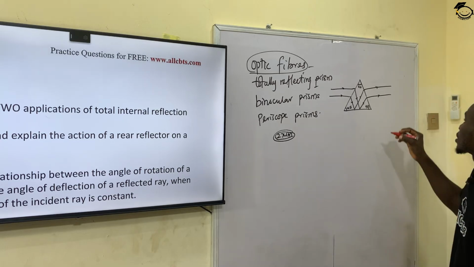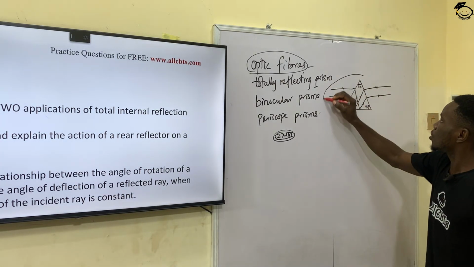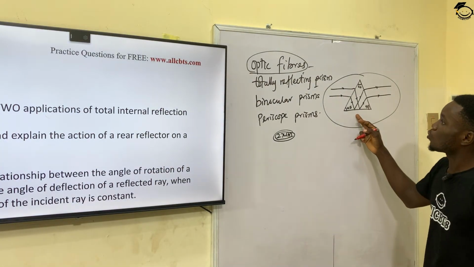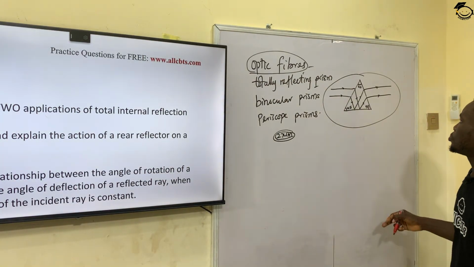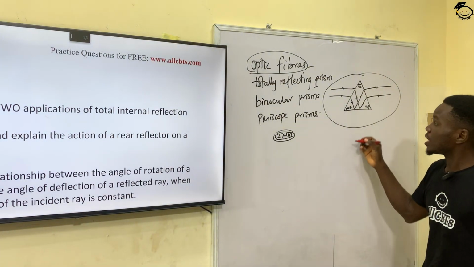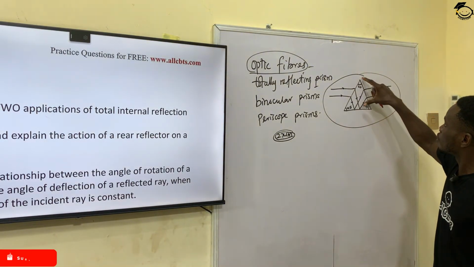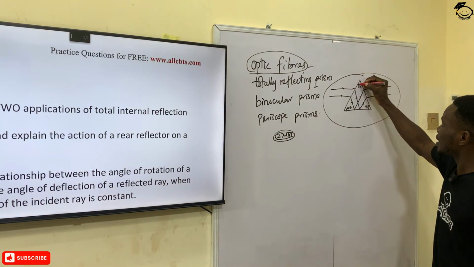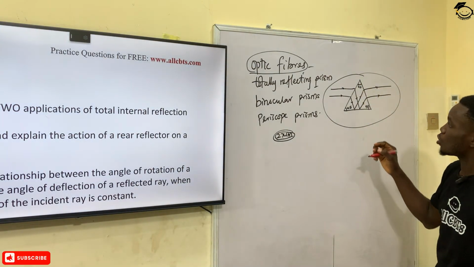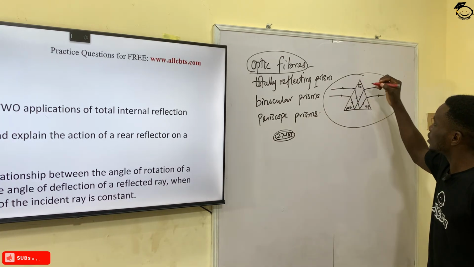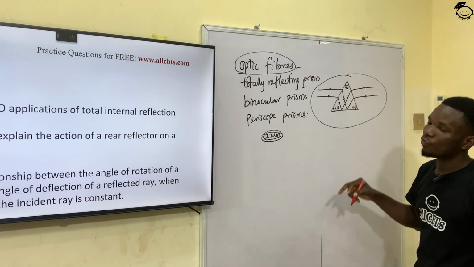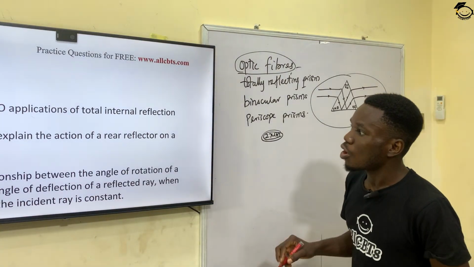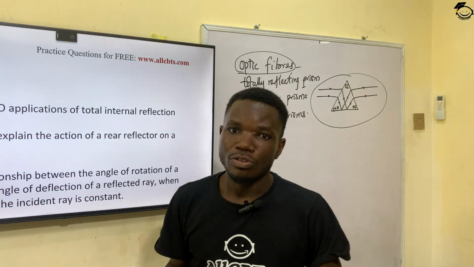So this is one of the applications of your total internal reflection, and this is what we call your total reflecting prism. Your total reflecting prism is a triangular prism, but it is right-angled, and it is isosceles in nature, meaning that one of the angles is 90 degrees, while the other two angles are 45 degrees each. So these are the applications of your total internal reflection.